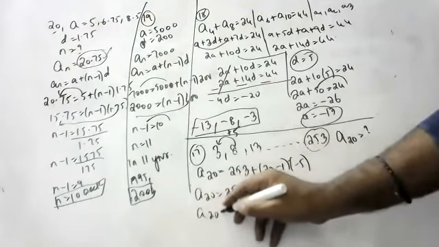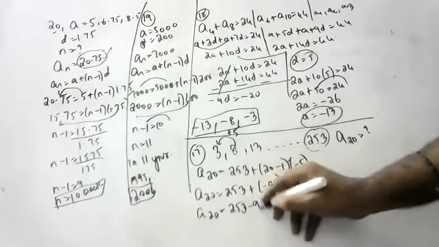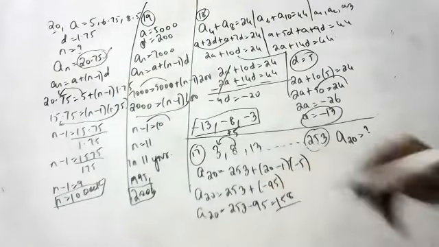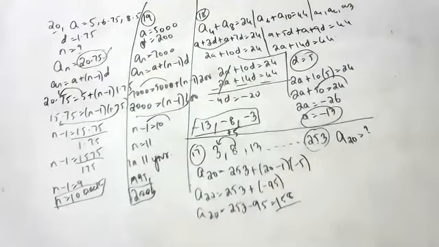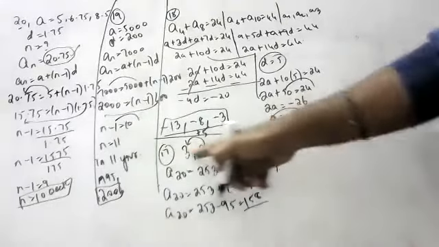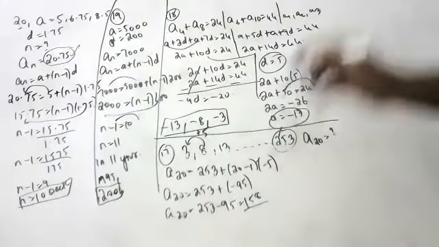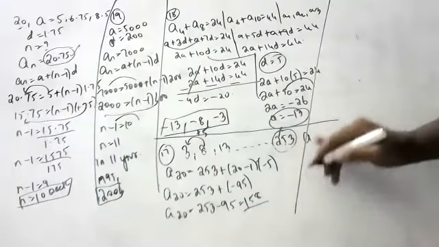So A20 is equal to 253 minus 95, which is 158. 158 is the 20th term from the other end, children. If from the beginning it is plus 5, from reverse you should take minus 5, and this is going to be the common difference. Sorry, first term, children. Okay. Next question, children.